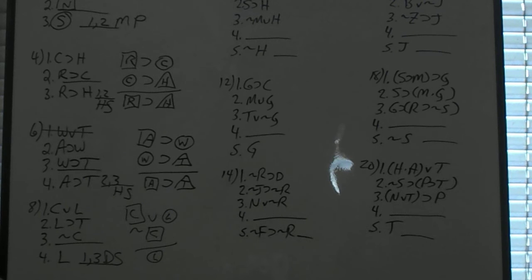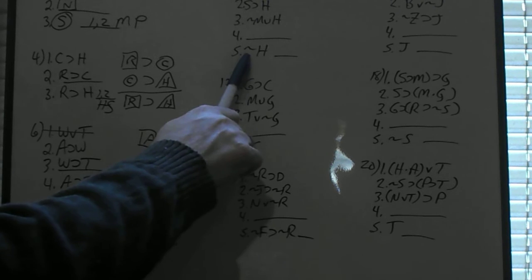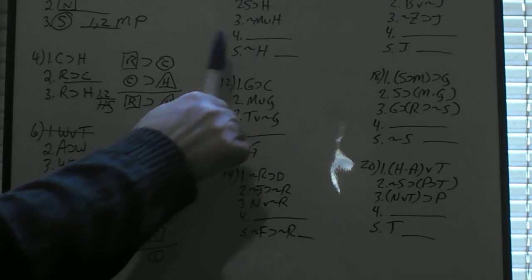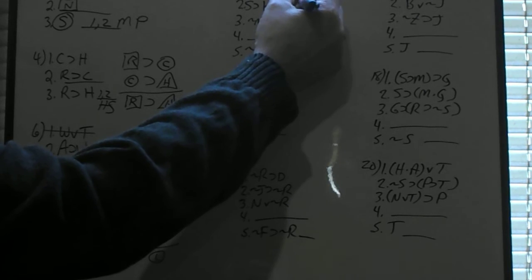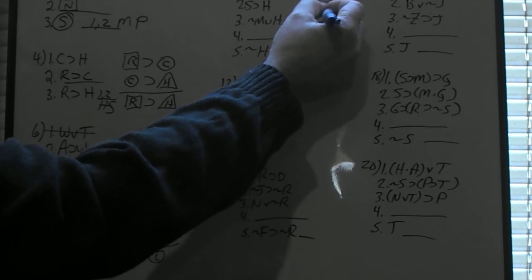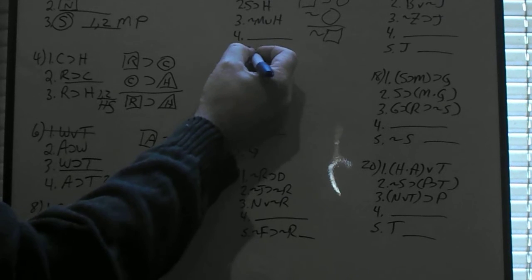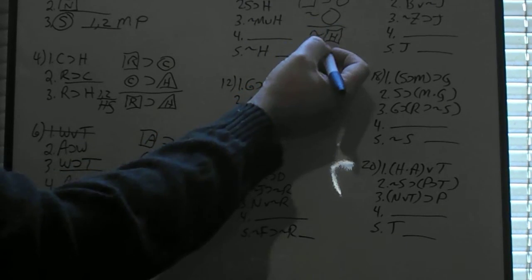With 10, we've got if H then A, if S then H, not M or H, line 4, and then not H. So now we're going to pick one of these, get rid of the other two. The fact that you're looking at a negation here tells me we're probably going for a modus tollens. So let's draw our modus tollens form. If square, then circle, not circle, therefore not square. So not H. H is the square.